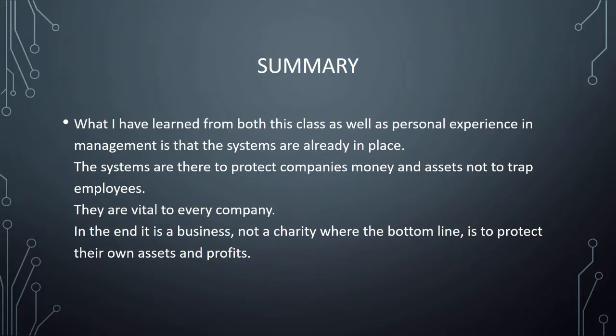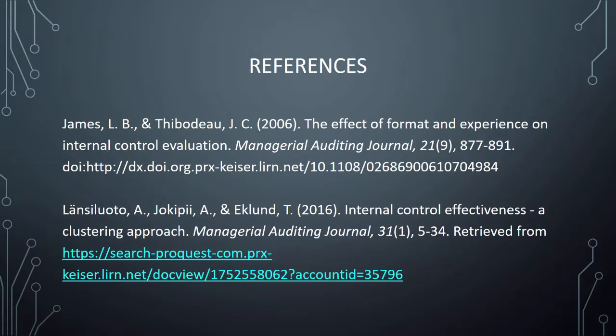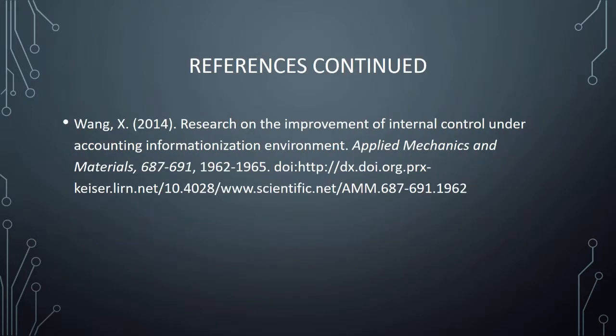In summary, what I have learned from both this class as well as personal experience in management is that systems are already in place. They're there to protect companies' money and assets, not to trap the employees. They are vital to every company, and in the end, it is a business, not a charity, where the bottom line is to protect their own assets and profits. And in doing this, I did a little bit of research, and here are my references, in alphabetical order.